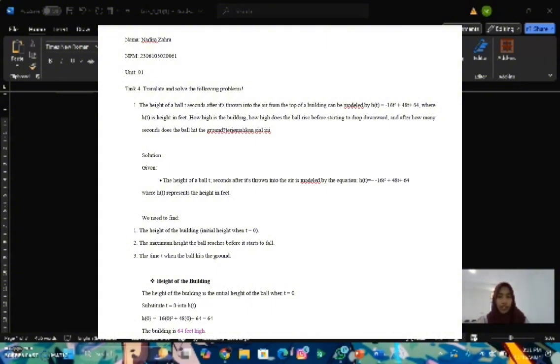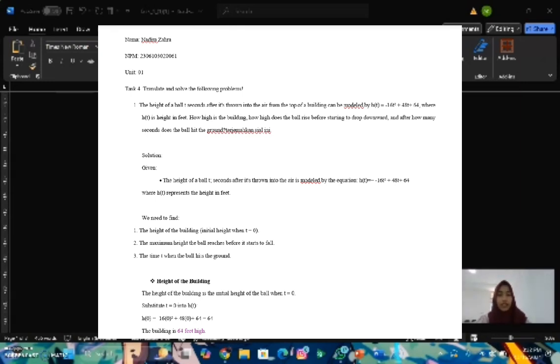From this question, we have the height of a ball t seconds after it is thrown into the air, modeled by the equation h(t) = -16t² + 48t + 64, where h(t) represents the height in feet. So, we need to find first the height of the building, second, the maximum height the ball reaches before it starts to fall, and the last one, the time t when the ball hits the ground.